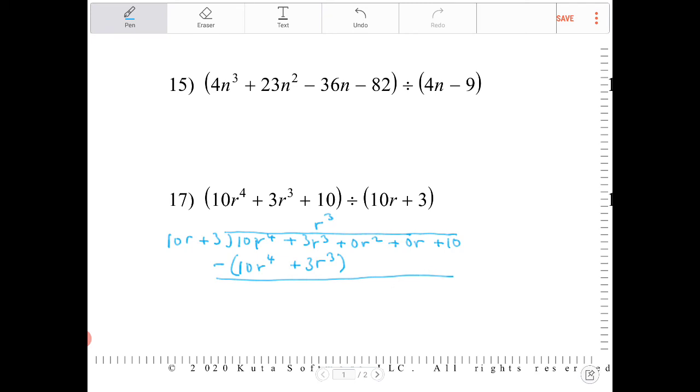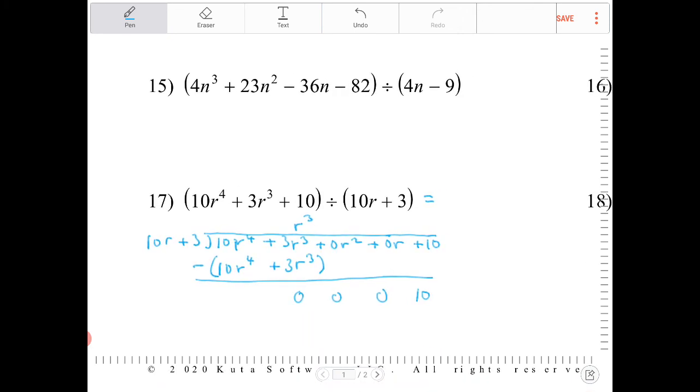This all reduces down again. This is unexpected. I did not imagine the problems would turn out to be this simple. I'll get a remainder of 10 because I get 0, 0, 0 everywhere. So this is the same thing as r cubed plus 10 over 10r plus 3.